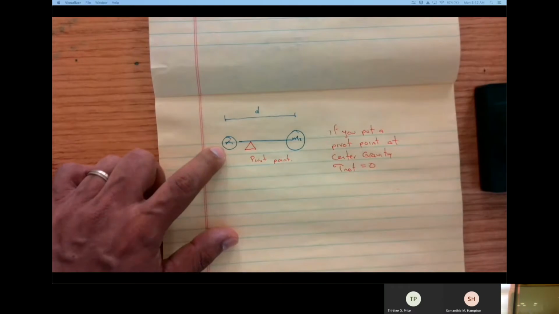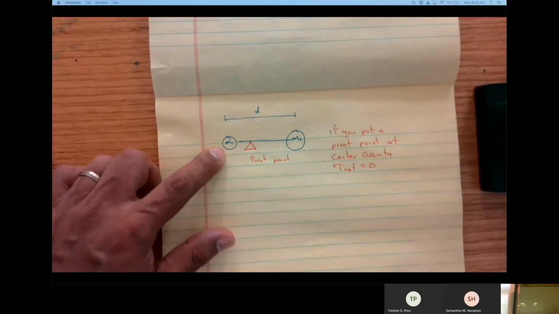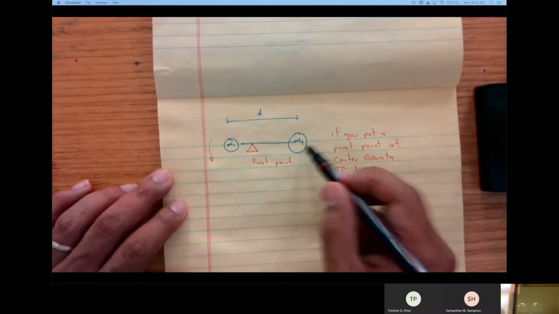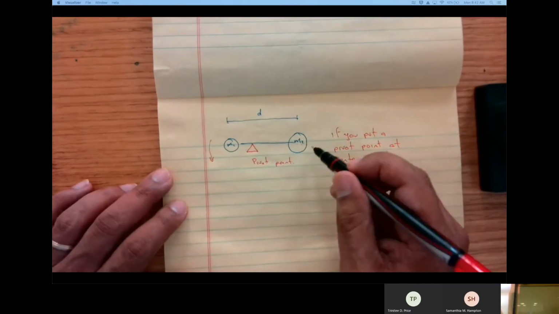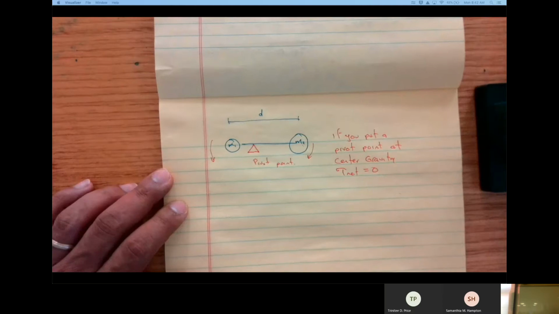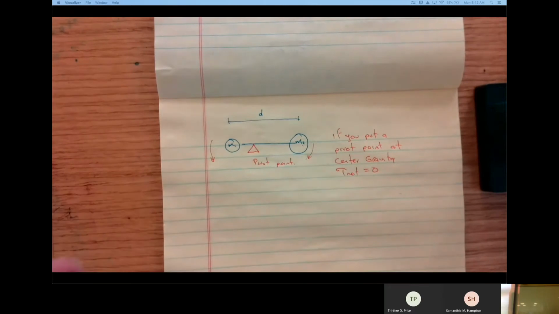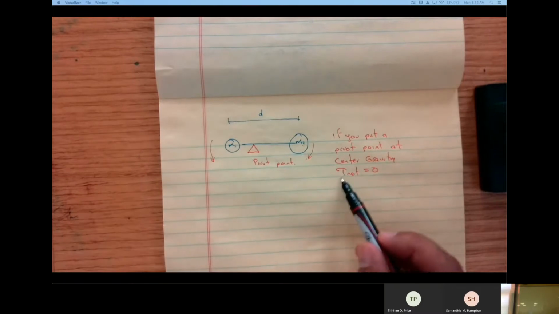When the net torque is equal to 0, you can imagine that mass number 1 is going to try to rotate in this direction, and the torque over here is going to try to rotate in the opposite direction. So at the center of gravity, the torques of these two cancel each other, and it's going to be in balance. The way we say that something is in balance is that the net torque is equal to 0. There's no rotation.